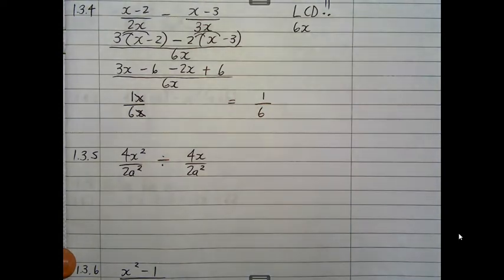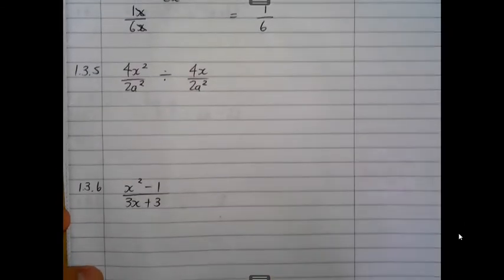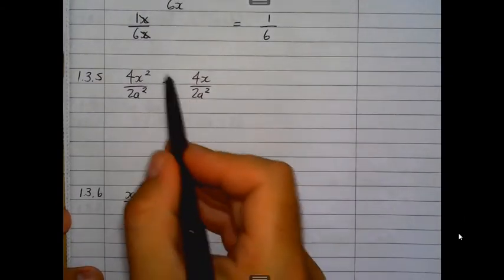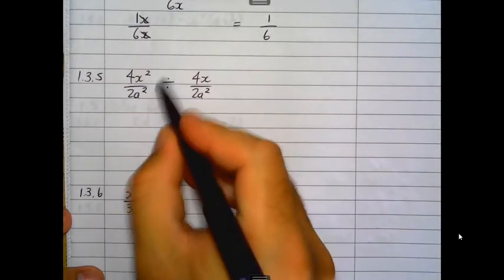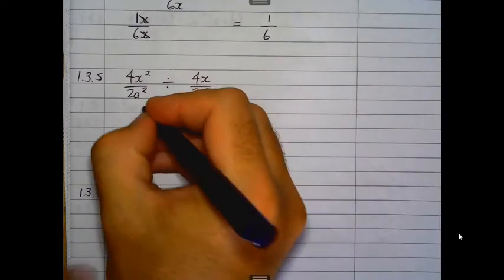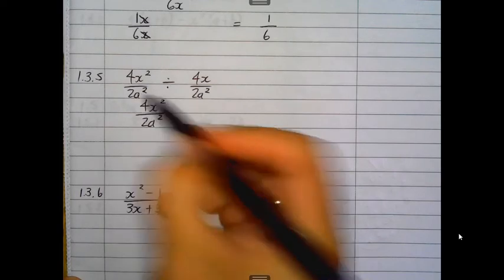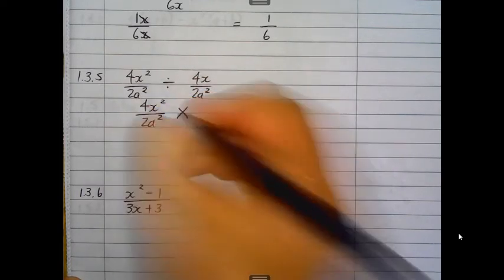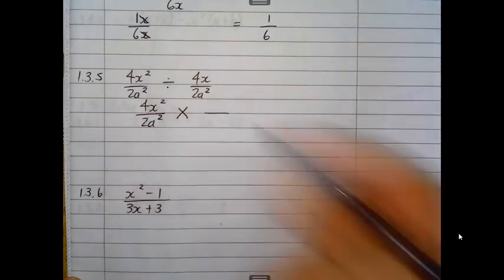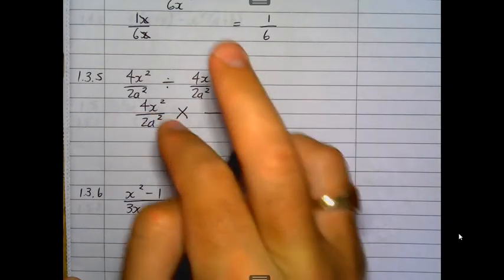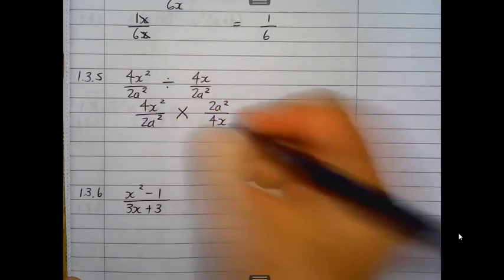Happy? Great. Moving to 1.3.5, we've now got a question that involves division. Now, what do you remember about division? We're not really big fans of division, and the way we're going to follow these questions is we'll write out the first part and we'll change that divide into a times. Whenever we change a divide into a times, what happens? This here flips over and becomes 2a squared over 4x.